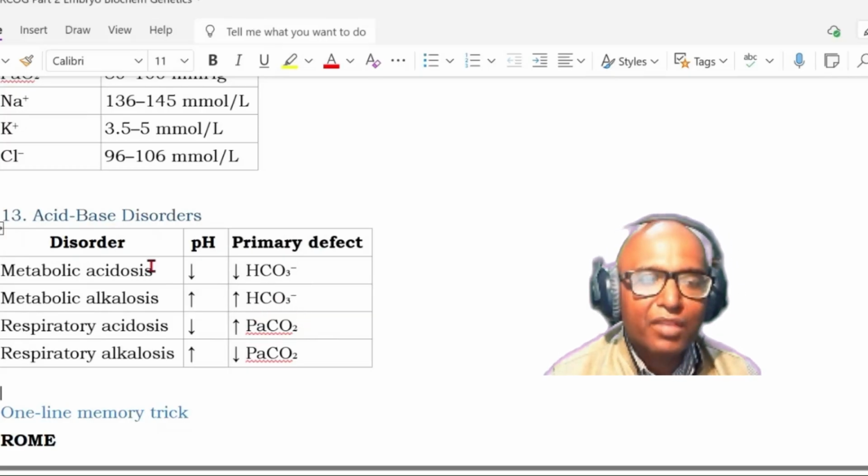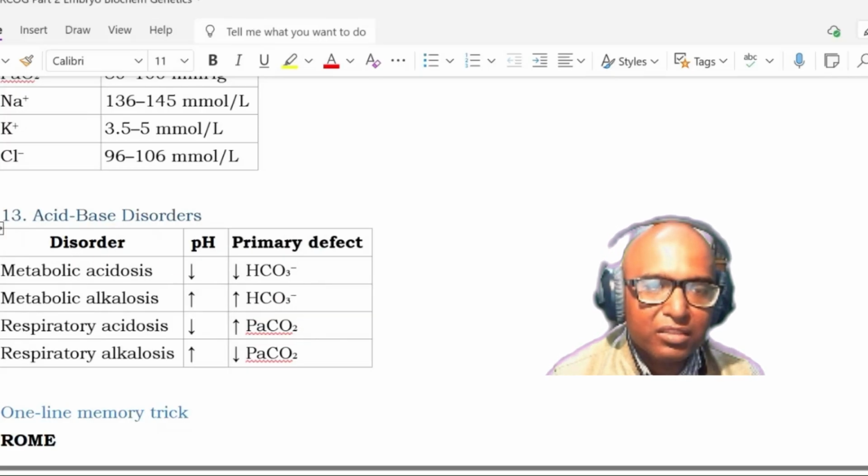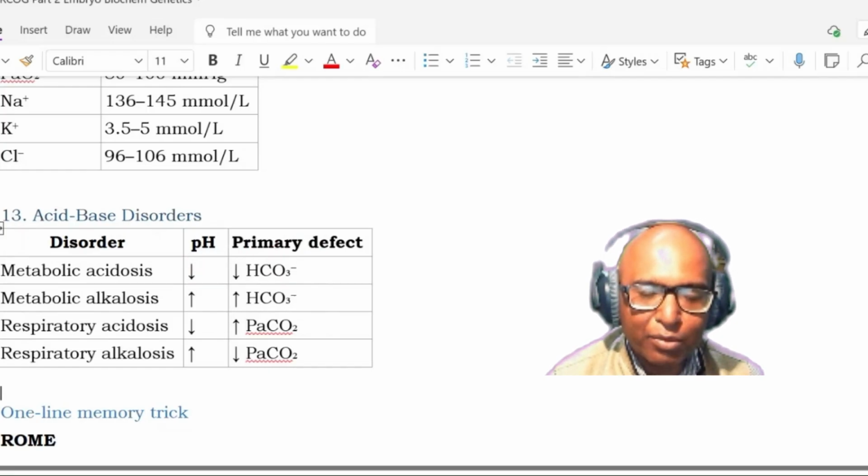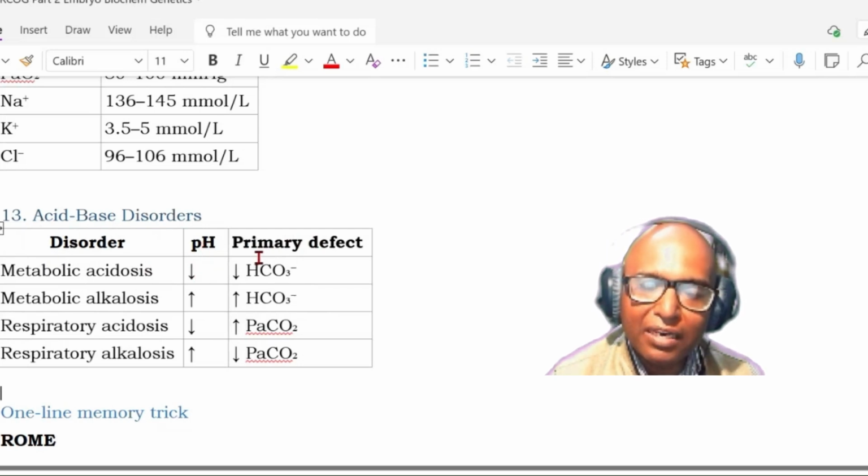Okay, and in metabolic, pH and the bicarbonates will go together. If it is an acidosis, pH will be reduced, and if it is metabolic, bicarb will also be reduced. So metabolic goes with bicarb, respiratory goes with the PaCO2. In metabolic acidosis, there will be reduction in the pH. Simultaneously, there will be reduction in the bicarb.